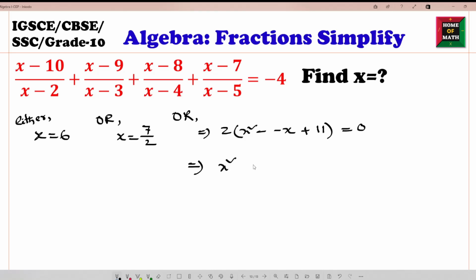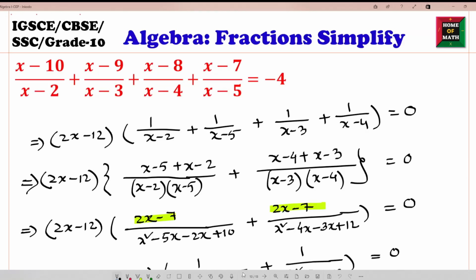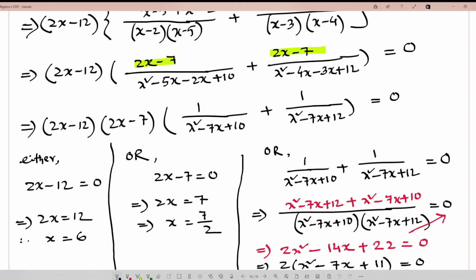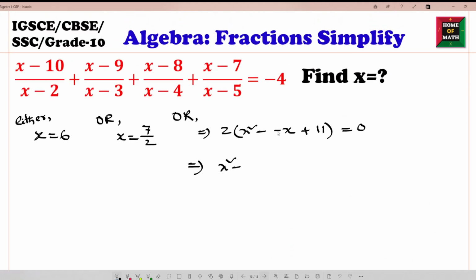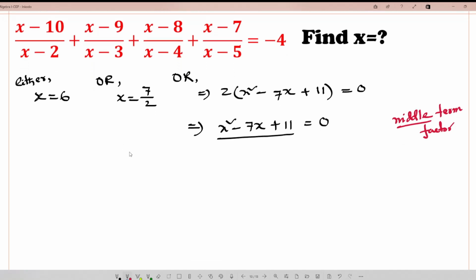So x square minus 7x plus 11 equals to 0. So this one we cannot solve by middle term factor, right? Factorization. So we have to use the quadratic general formula.